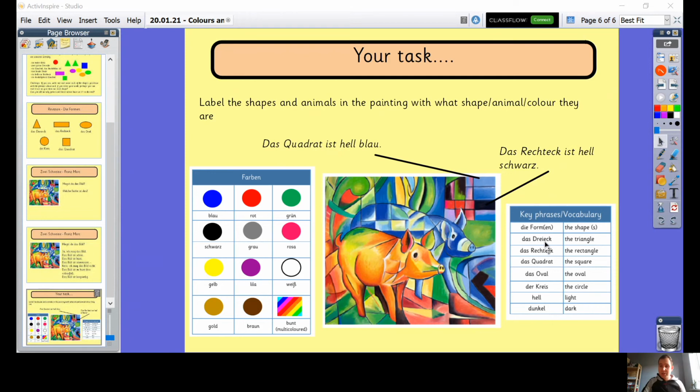But I want to see you using das Dreieck, das Rechteck, das Quadrat, das Oval, and der Kreis as well to describe, and see if you can find almost every single colour that you can manage to use in there and send those in. So I'm just going to come off and finish that screen. You can pause this screen when you're watching back so it can help you, and I'll just stop sharing it for now.